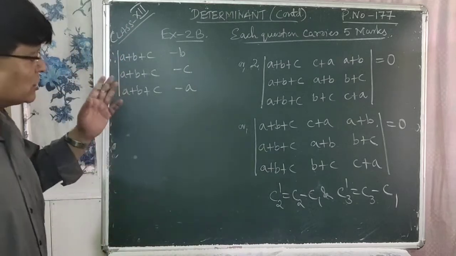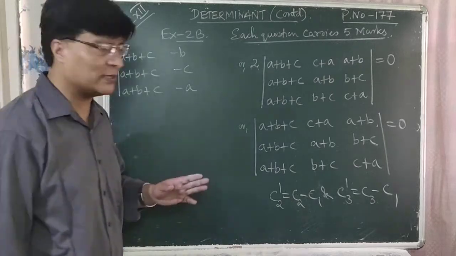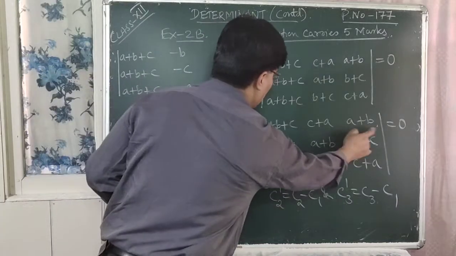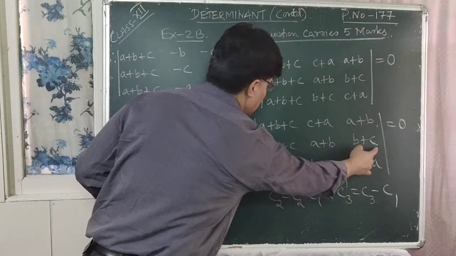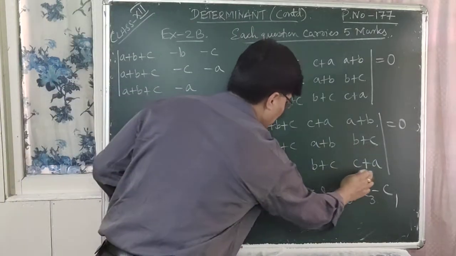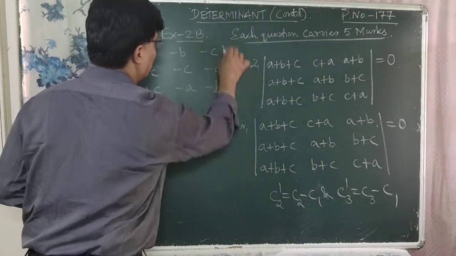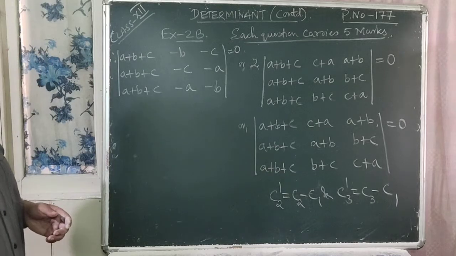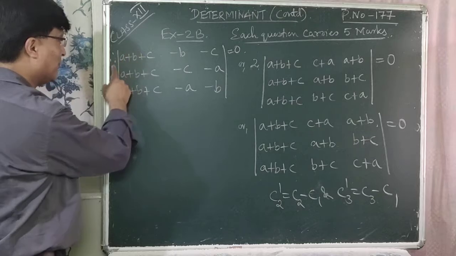Right? Now C3 dash. C3 dash means column 3 is changing. That is, how does it change? C3 minus C1. Right? So A plus B minus A minus B minus C, that is, it is minus C. B plus C minus B minus C minus A, that is, it is minus A. C plus A minus C minus B, that is, it is minus B, which is equal to 0. Is that clear now?